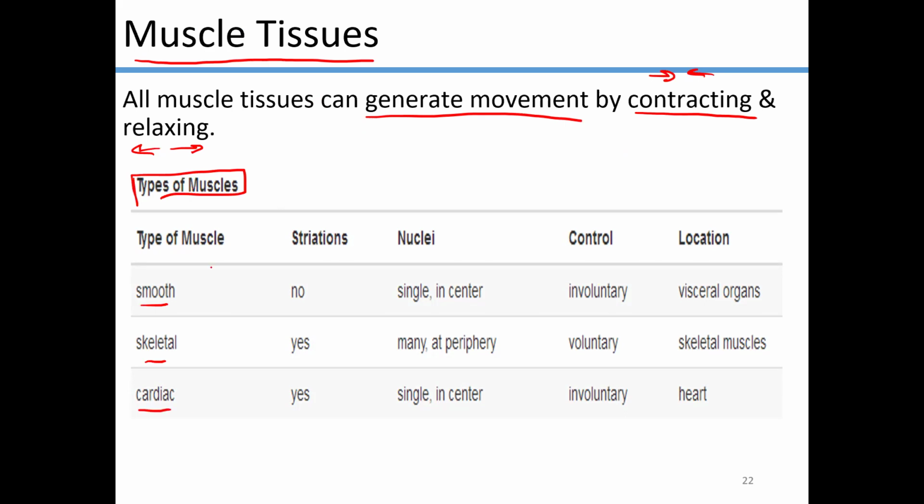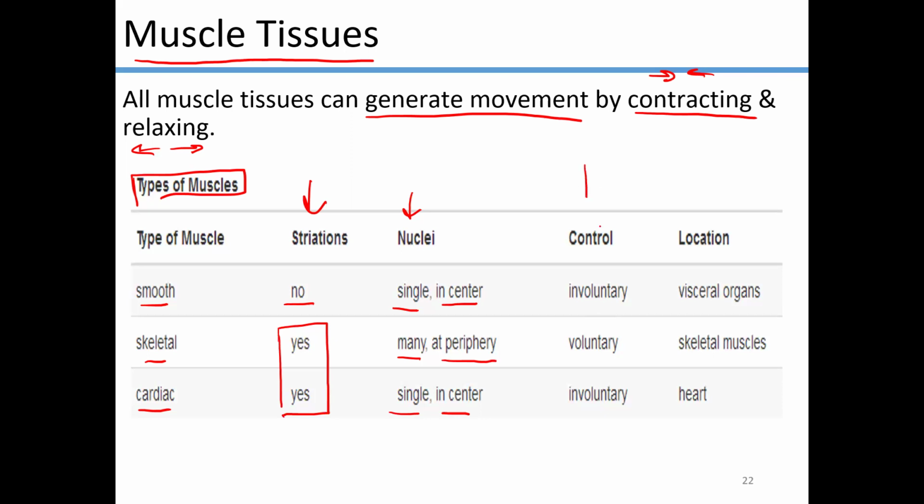Now, the way we're going to categorize these is by the striations. It's going to be kind of like bands we can see within the muscle. In this case, smooth is not going to have any striations, just like the name suggests. But our skeletal and our cardiac are going to have those striations. We can define them by our nuclei as well, exactly where they are and how many we have. When it comes to our smooth, we have a single nucleus in the center. Skeletal are going to have many at the peripheral, meaning the sides. And then our cardiac, again, single in the center.